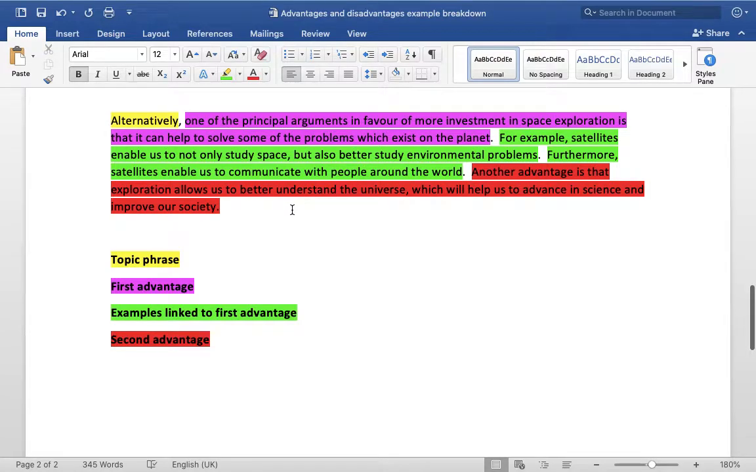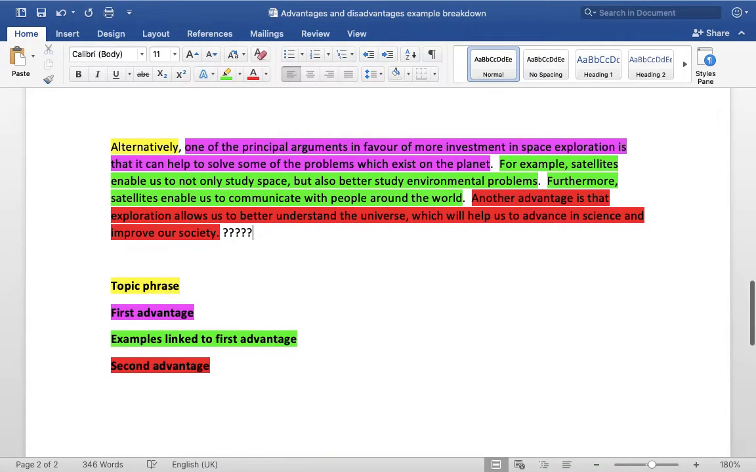And I've also included a second advantage. As you can see, there's no real example here. Maybe you can think of an example to put. Okay, it's up to you. But I think it's okay as a second main body paragraph.